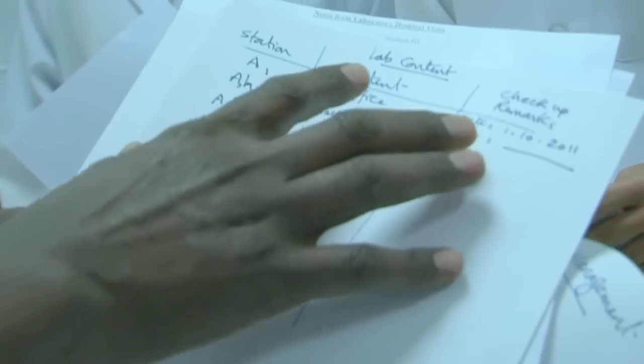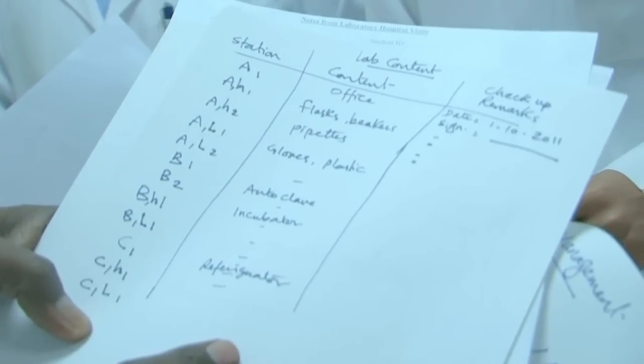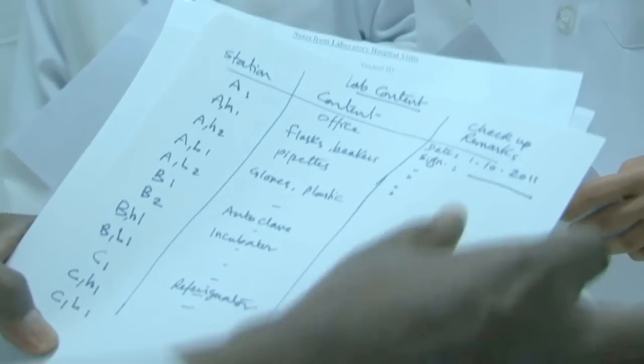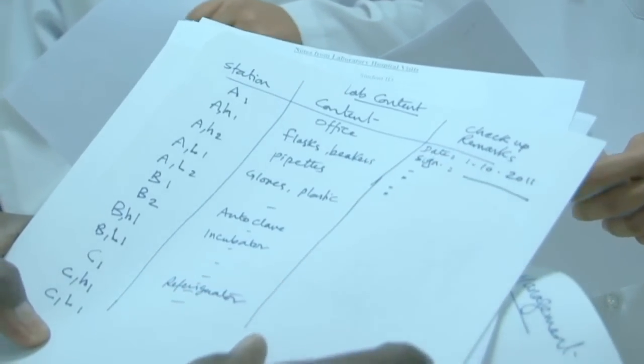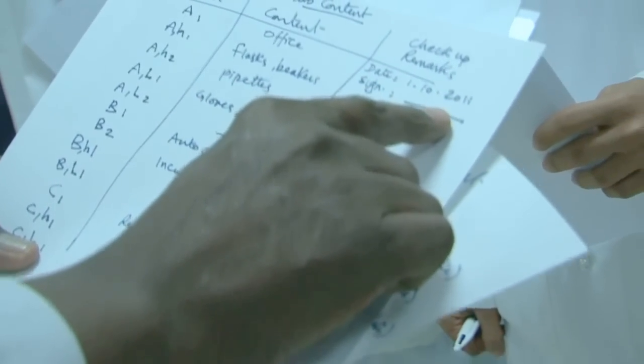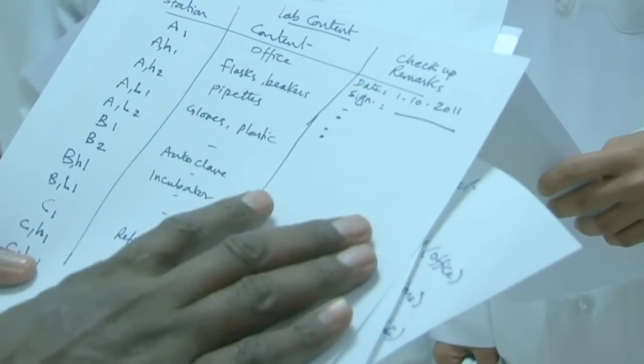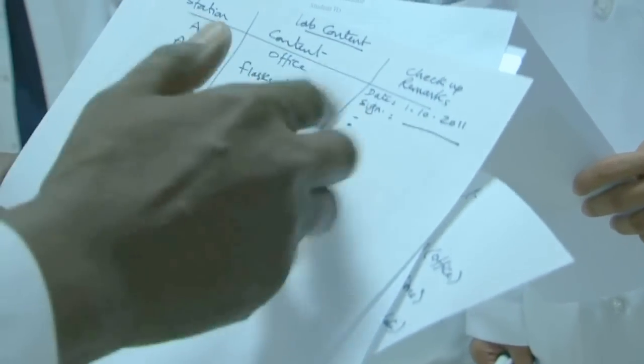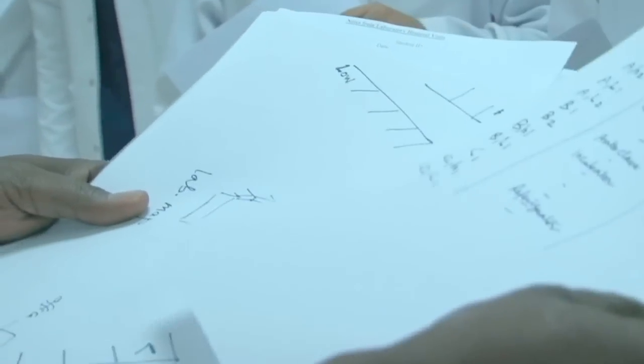So you have a very nice view and sketch of your laboratory components. Then you put some remarks for checkup. And this should mainly contain the date of checkup and the signature of the person who did the checkup. This is the way you keep your things updated and followed. Okay, so this is clear?